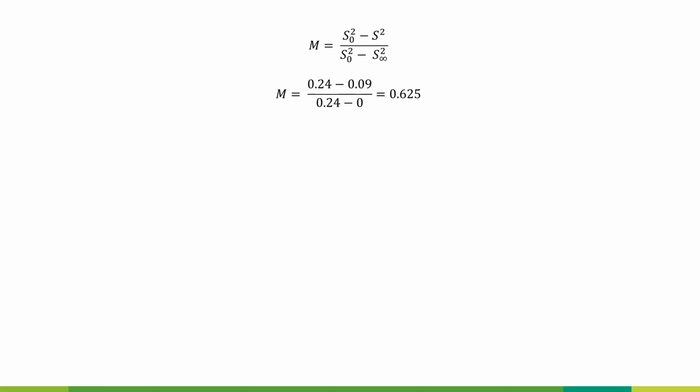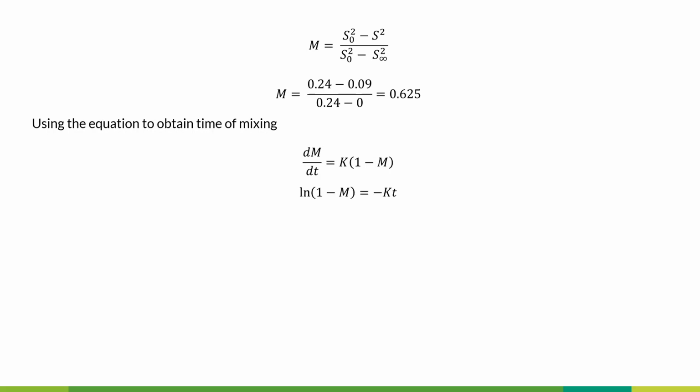So the only way you can relate mixing index to the time point is by employing the rate of mixing equation, where dm by dt is equal to k into 1 minus m. This is something that we have been discussing previously also. So ln of 1 minus m is equal to minus kt. So now you substitute the m value here, and you already know that this m value was for 4 minutes as given in the question. So you know the t value as well.